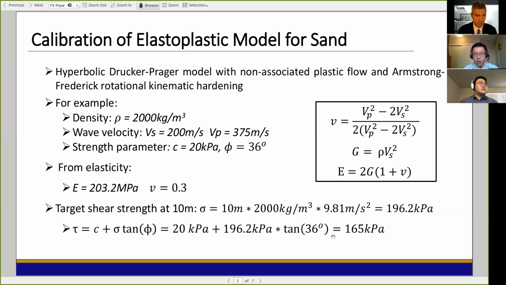So this is a very important number that we're going to match to calibrate our model. And if I may add, you can of course do this, and you should check, and you'll show this later on, at different depths, and make sure that it makes sense. Yes, thank you. That's true.